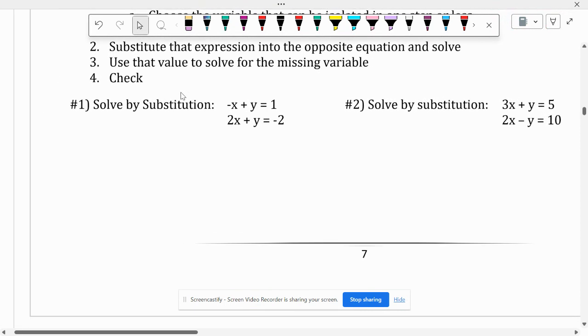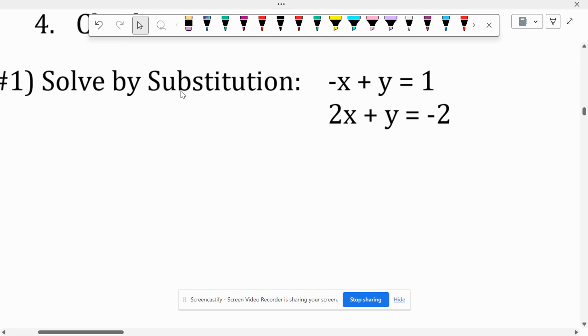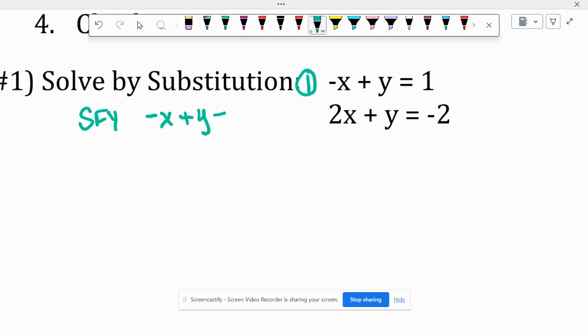So let's go to this first example. What do you think is going to be easier? Do you think it's going to be easier to get x all by itself or y all by itself? And tell me what equation you want to look at. Do you want to use equation number one? Okay, equation number one. So if I wanted to solve for y, negative x plus y equals 1, what would I do?